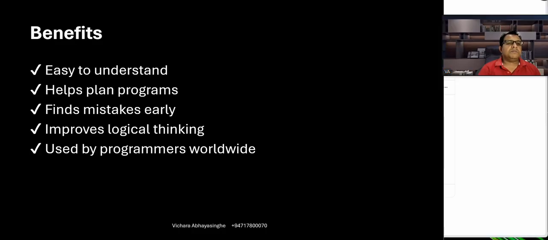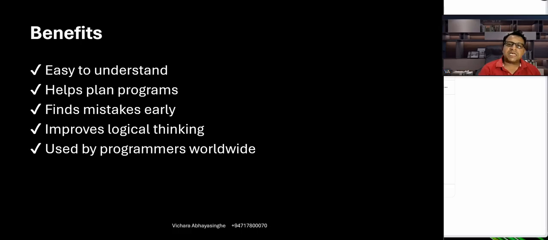We'll check what the benefits of using a flowchart are. Easy to understand, helps plan programs, find mistakes easily. I already mentioned that we can find problems. Improve logical thinking. If we can understand the system, we can improve the system and how it works logically. Used by programmers worldwide.